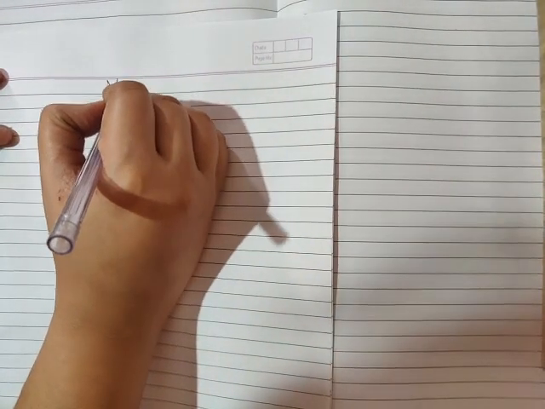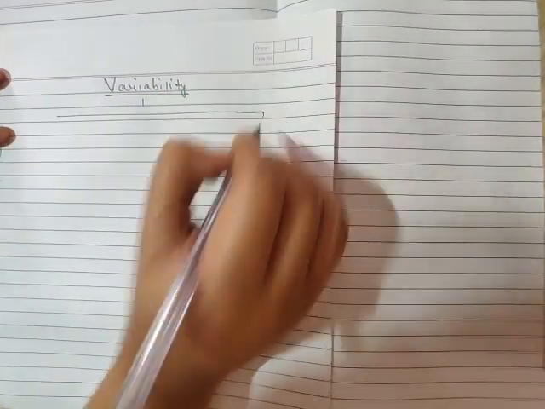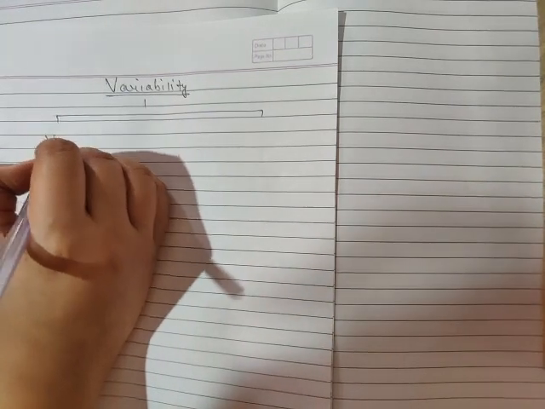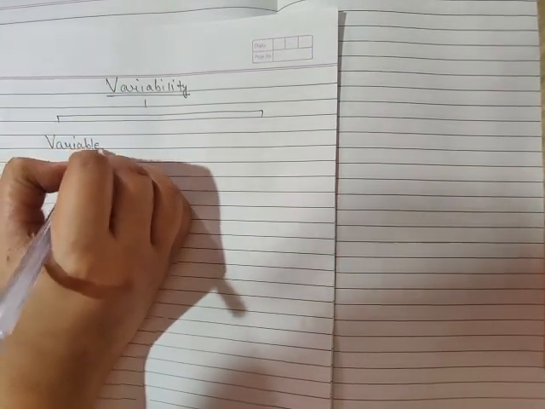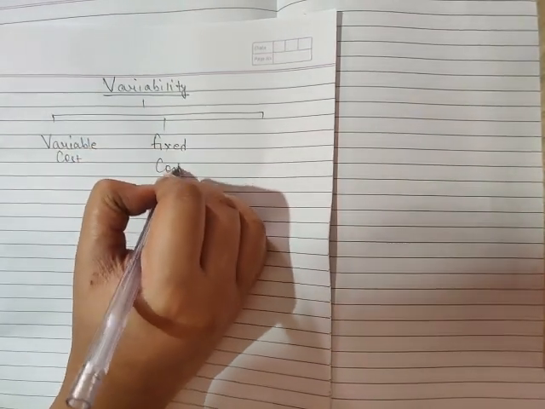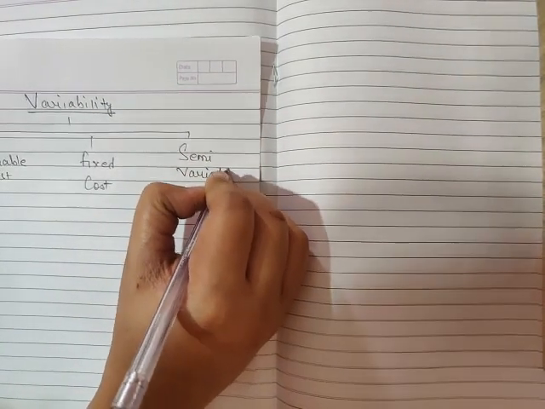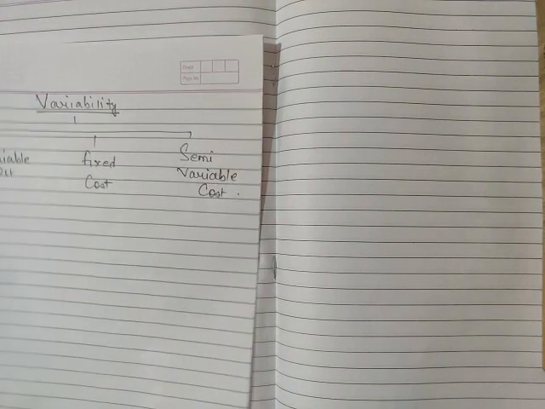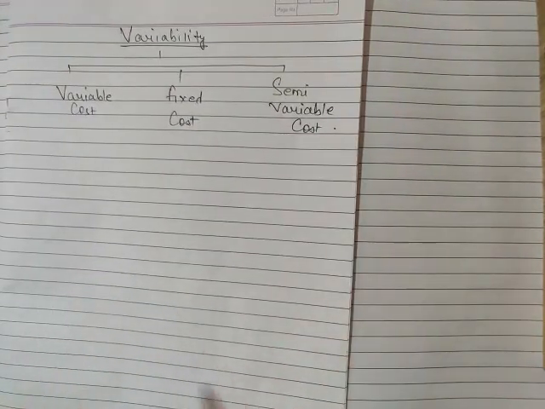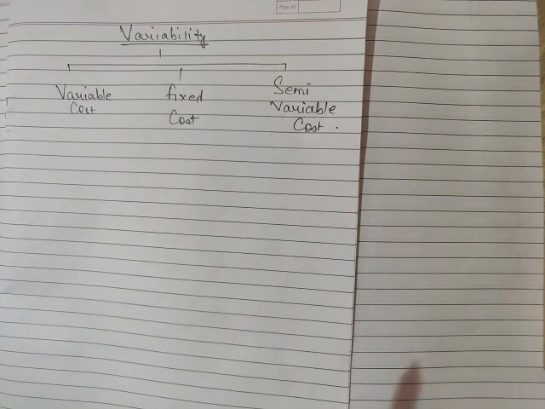So we have seen that basis variability, the costs can be categorized as variable cost, fixed cost, and semi-variable cost. Variable cost is as the production will increase, the cost will also change. You produce 10 units, the cost will be say 100 rupees. You produce 100 units, the cost will be 1000 rupees.